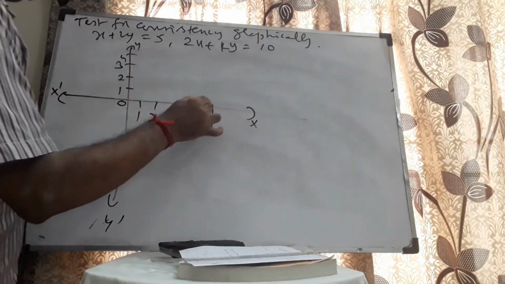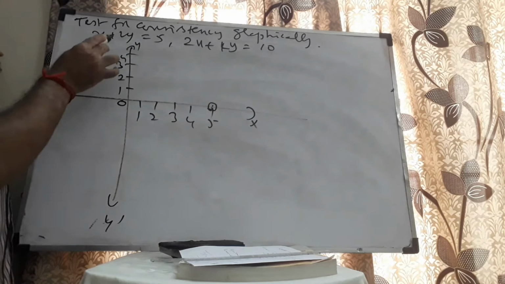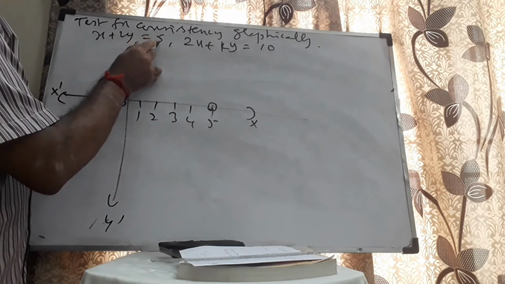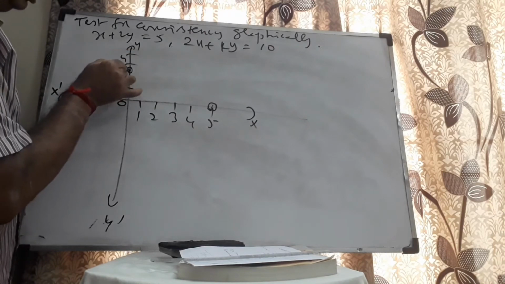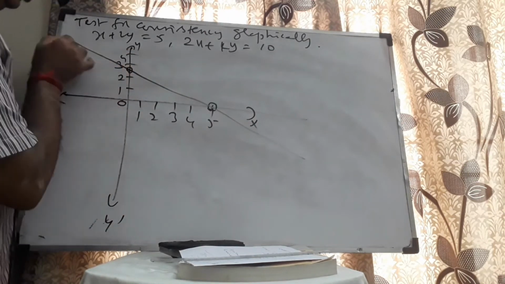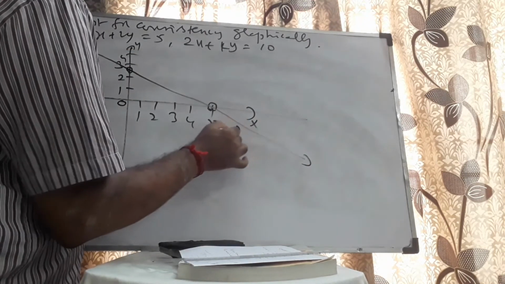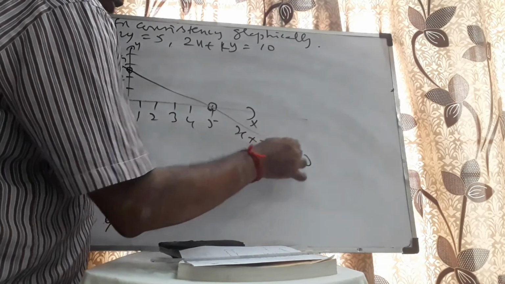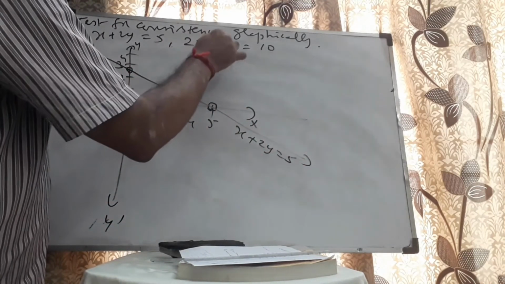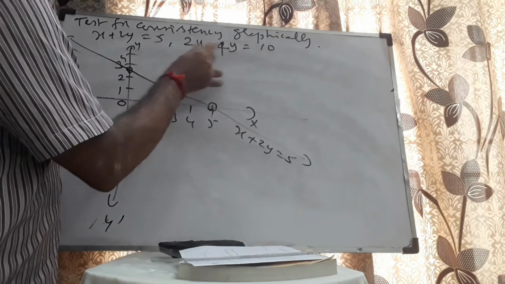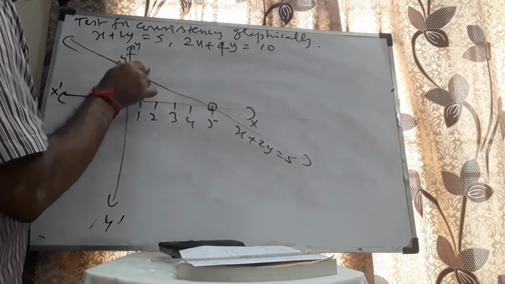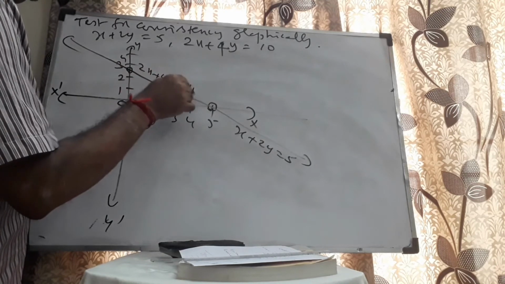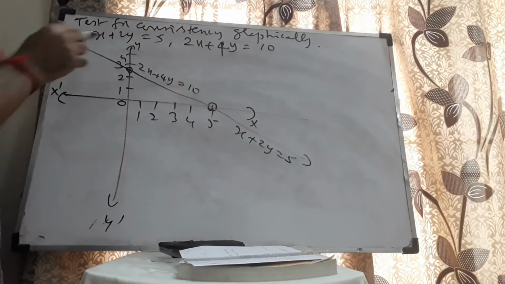When y is 0, x is 5. It passes through 5, comma 0. When x is 0, y is 5 by 2, 2.5. It's exactly middle in between 2 and 3. So join these two. Just 2 points will do to draw any straight line. x plus 2y is equal to 5. When y is 0, x is 5 here, same thing. When x is 0, y is 10 by 4, same as 5 by 2. Therefore, I get the same equation. Okay, same line in fact.